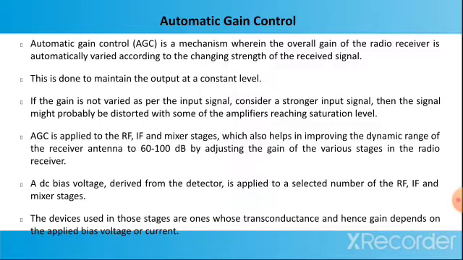AGC is applied to the RF, IF and mixer stages, which also helps in improving the dynamic range of the receiver to 60 to 100 dB by adjusting the gain of the various stages in the radio receiver. A DC bias voltage derived from the detector is applied to a selected number of the RF, IF and mixer stages. The devices used in those stages are ones whose transconductance, and hence gain, depends on the applied bias voltage or current.